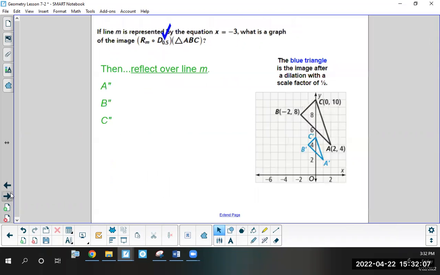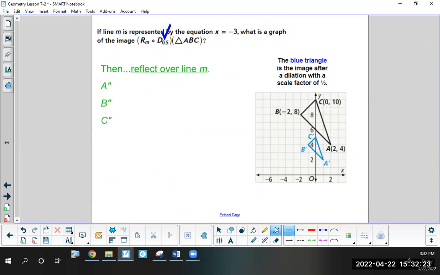So if we look at the next slide, this is what it looks like in your book. The same thing I just showed earlier that I drew, the dilation. Okay, so we check that off. We dilated. Now we have to reflect over line M. If you remember line M, it says is x equals -3.